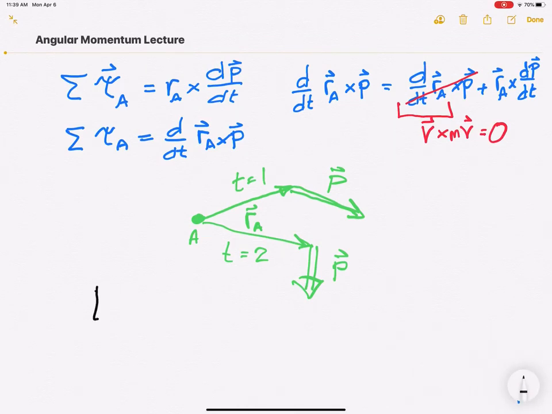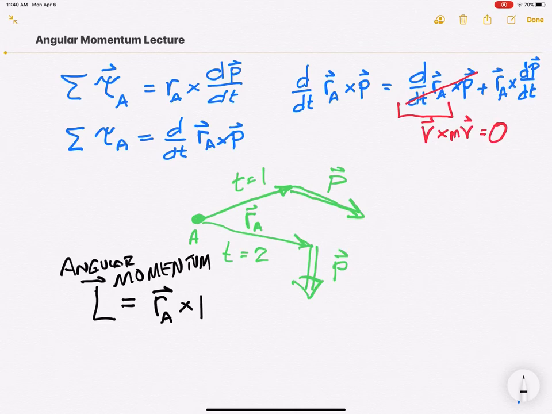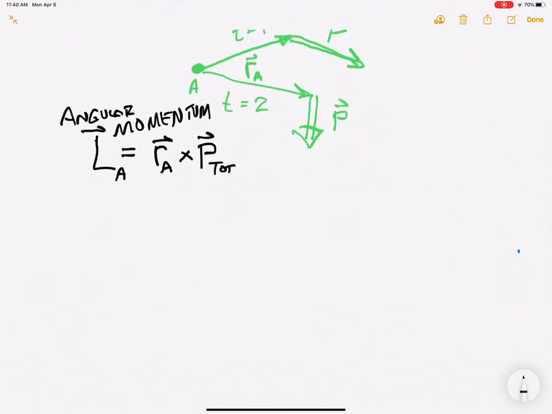As such, we're going to define a term called L, which is our angular momentum. And it's going to be a vector, and it's going to be defined as R_A cross P total. And everything's going around the same axis. So that's the angular momentum. And it is at this point just a cross product exercise. So if you can do cross products, you just have to use the same axis and find the linear momentum total.